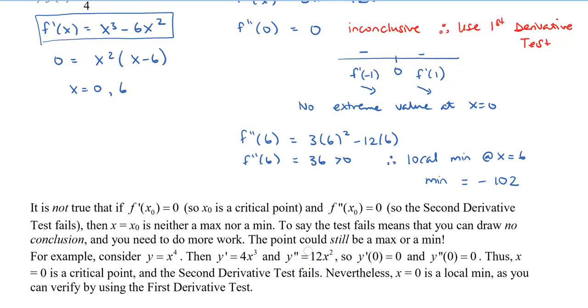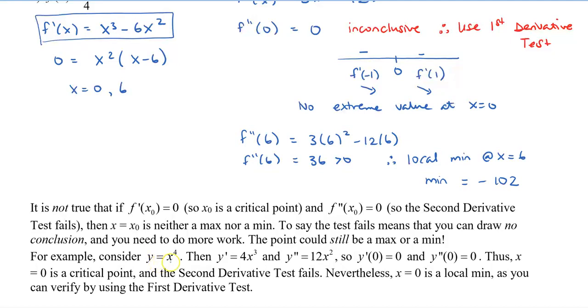Now, just to kind of reiterate, it is not true that if the first derivative equals 0, it is a critical point, and then the second derivative equals 0, so the second derivative test fails, that it means we don't have a max nor a min. It just means that the test fails and you can draw no conclusion, so you need to do some more work. So the point could still be a max or min. So what we need to then do is to use our first derivative test to do some more testing.